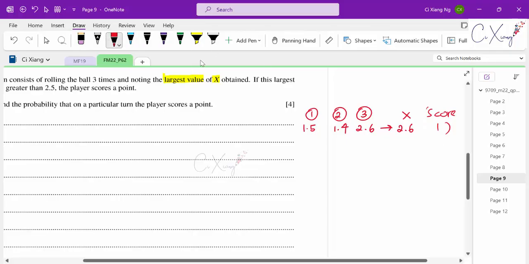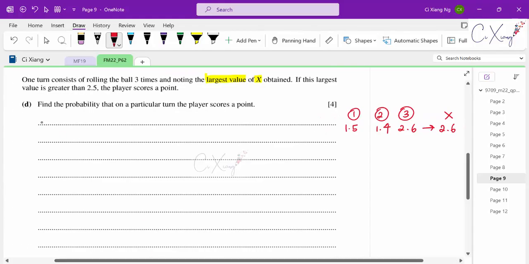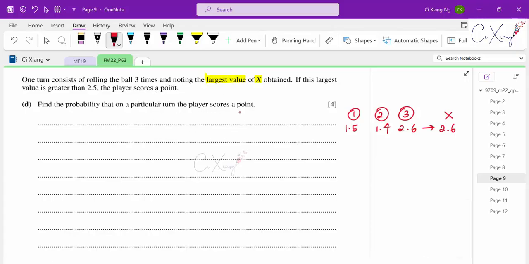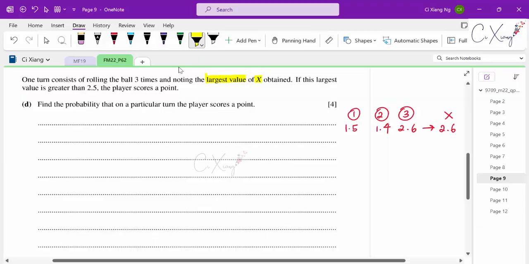Alright, so basically this is the meaning of the question. And now what they are asking for. They want you to find the probability that on a particular turn, the player scores a point. On a particular turn means that when you roll the ball 3 times, you score a point at last.